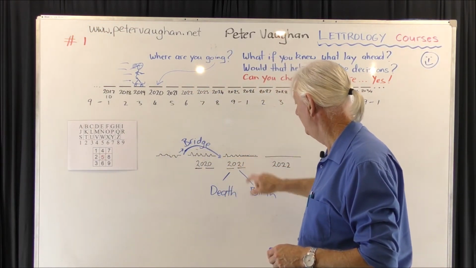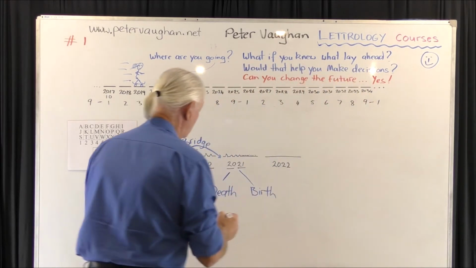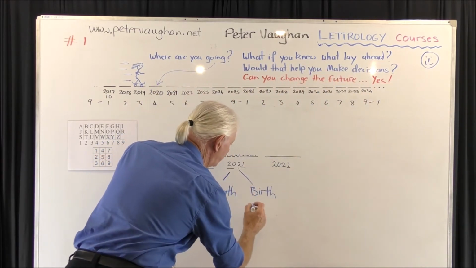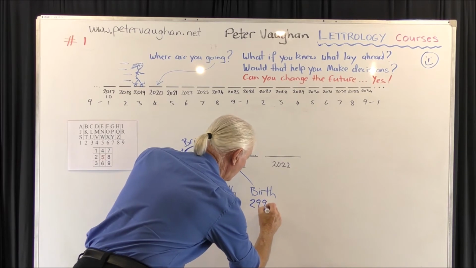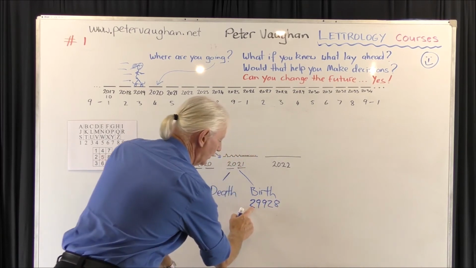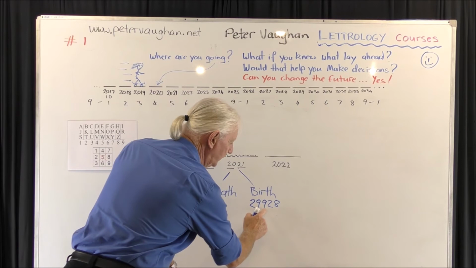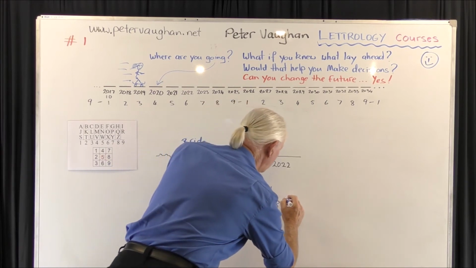Here's your 20 and 21. Birth? Well, let's have a look at that. That's 21, that's a 3. 2, 9, 9, 2 and 8. 2 plus 9 is 11 and 9 is 20. 22 and 8 is 30.